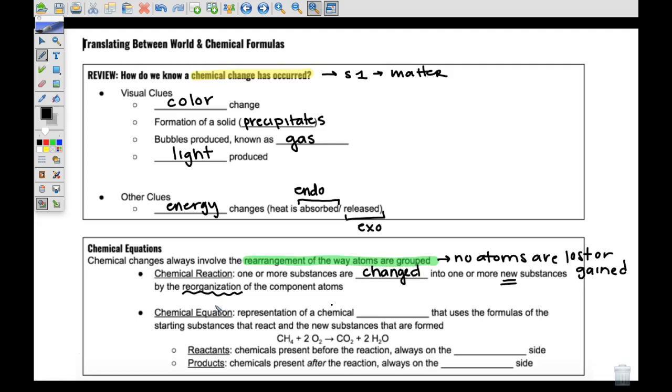And we visualize chemical reactions through chemical equations. So a chemical equation is a representation of a chemical reaction that uses the formulas of the starting substances that react, so these are reactants, and the new substances that are formed, which are our products. I want you to notice that the reactants and the products are different because we're creating new substances. So reactants will always be on the left side of the arrow, while products will always be on the right side of the arrow.